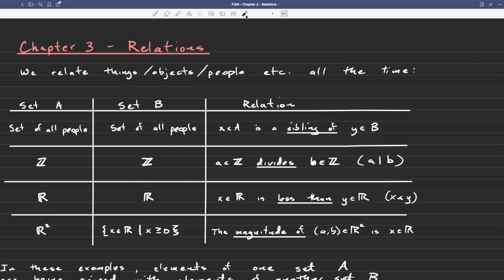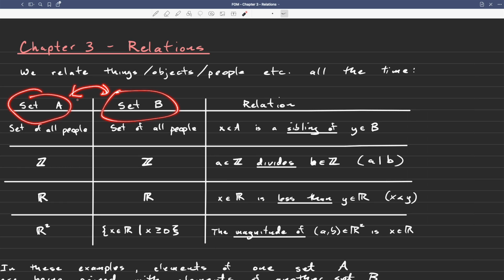So the word relations is very well chosen here, because the idea behind what we're going to talk about with a mathematical relation is it's a device based on sets. Everything's going to be based on sets, but it's a device that keeps track of relationships between mathematical objects. So the idea is that you have one set, let's say set A, and you have a second set, set B, and we want to relate the objects in those two sets.